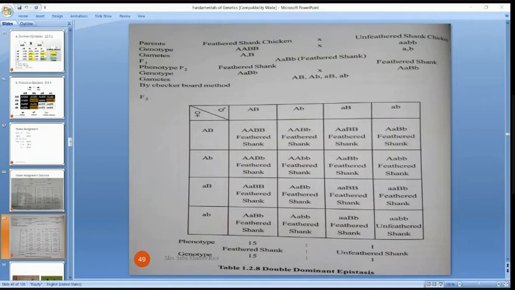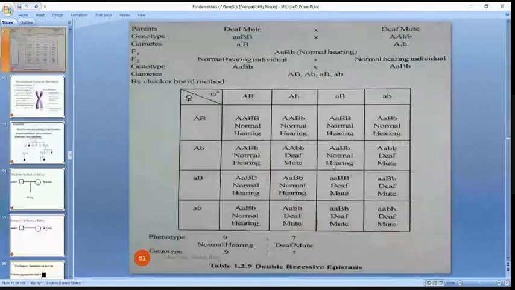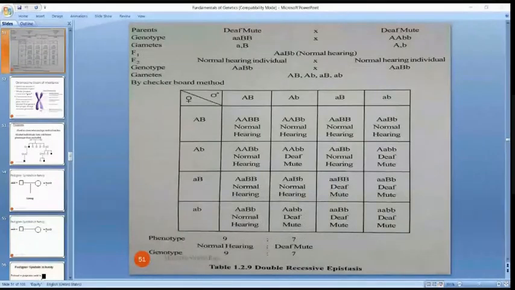Ma'am, yes ma'am, the screen is showing only the 15:1 ratio, the feather shake one. This ratio is not shown on the screen. Just a minute. Yes ma'am. Just a minute. Yes ma'am, it is shown now. Now it is shown. Yes ma'am.